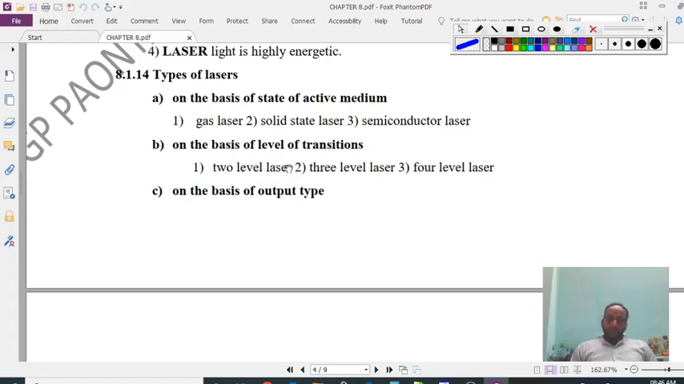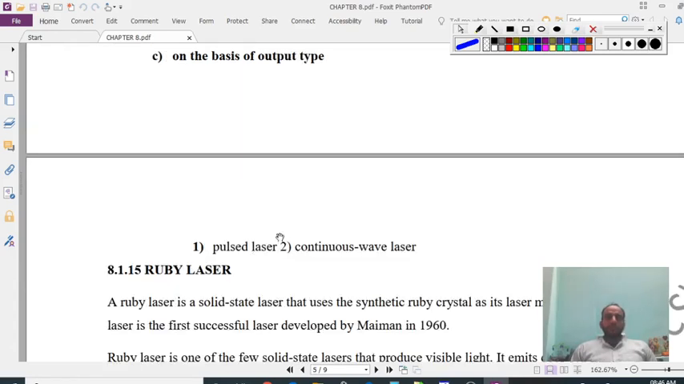On the basis of level of transitions, lasers can be defined as 2-level lasers, 3-level lasers, or 4-level lasers, and on the basis of output these are pulsed lasers or continuous wave lasers. Ruby laser.